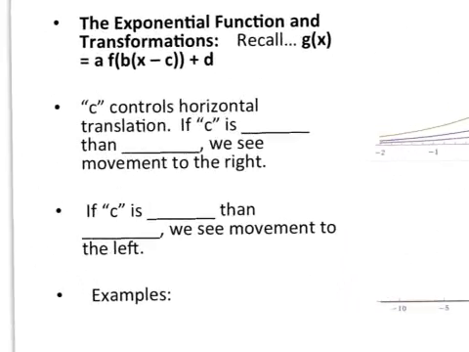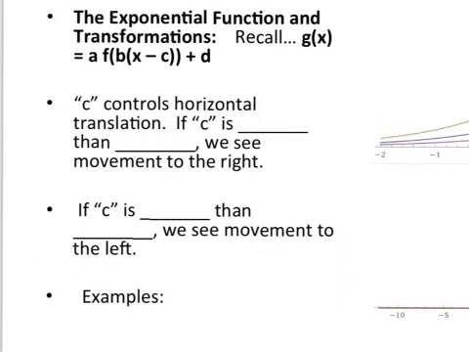Now let's look at what C controls. And remember that C controls horizontal translation. So if C is greater than 0, we are going to see movement to the right. Oh, I should have put 0 here. And if C is less than 0, we are going to see movement to the left.